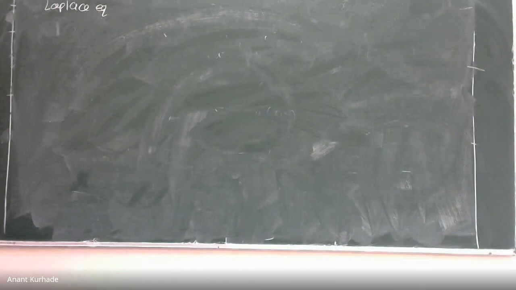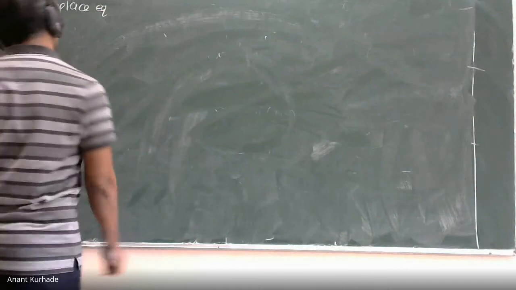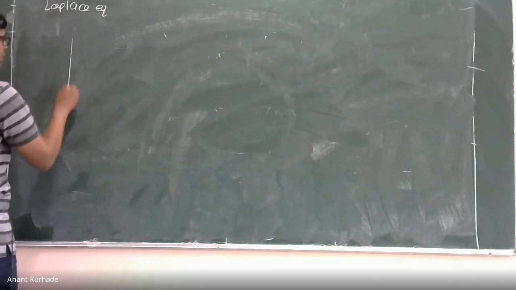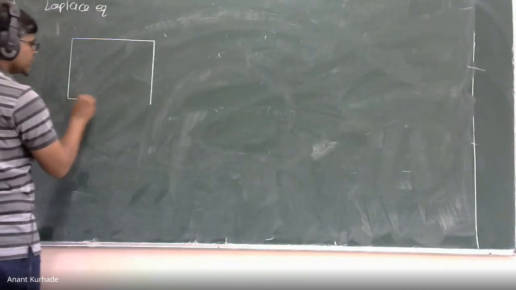So out of this you can have any form, del square u is equal to 0. So again write down below. Just draw one square. You can have this diagram in the question.